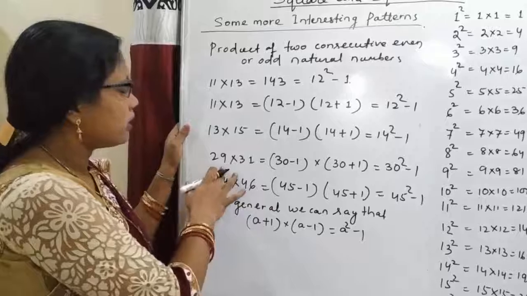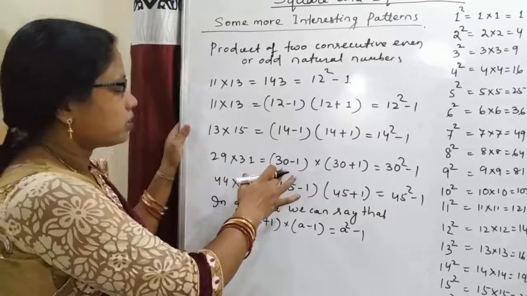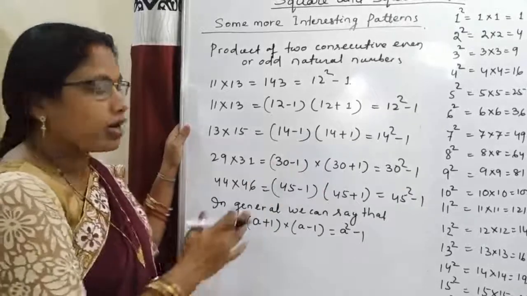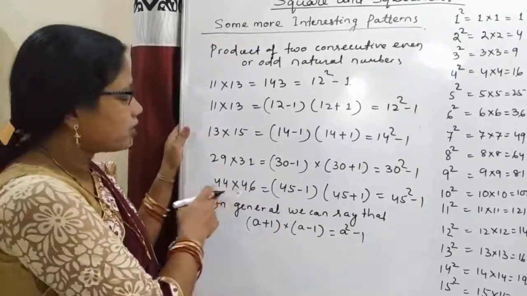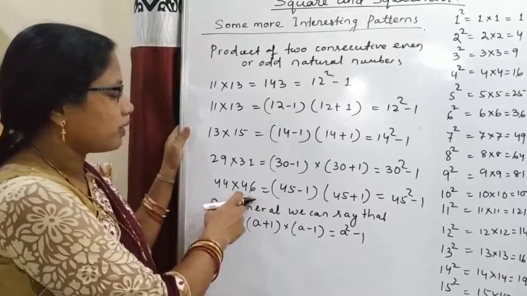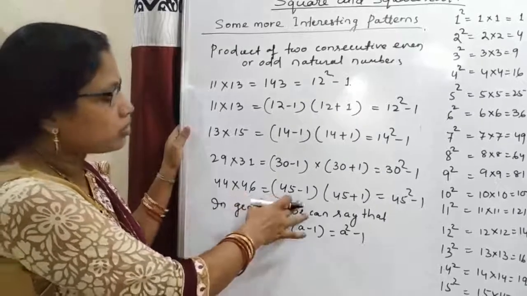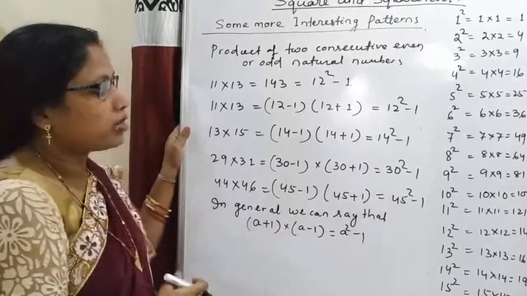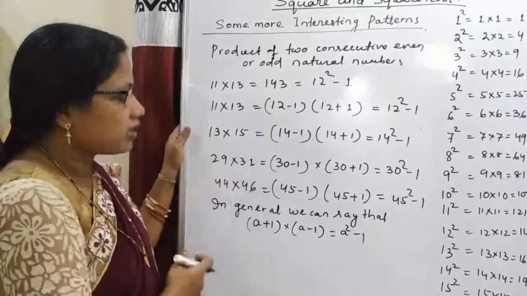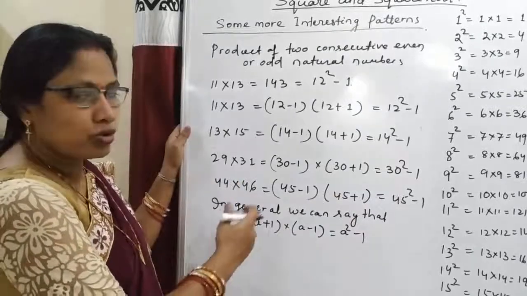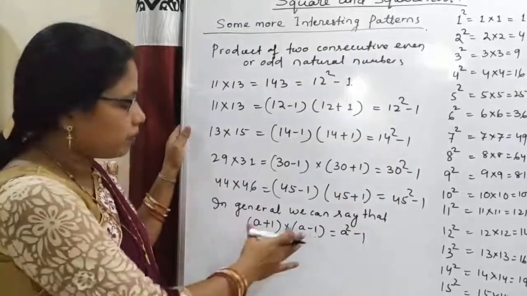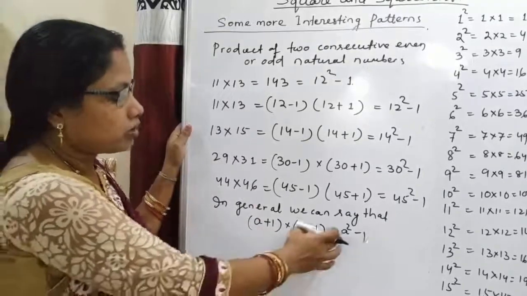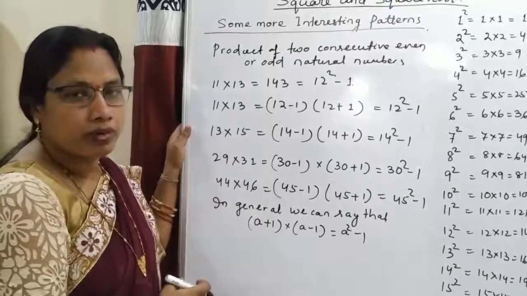So like this 29 multiplied with 31. So this is equal to 30 minus 1 multiplied with 30 plus 1. So this is equal to 30 square minus 1. So again two consecutive even numbers, 44 multiplied with 46. 45 minus 1 multiplied with 45 plus 1. So this is equal to 45 square minus 1. So in general we can say that for two consecutive odd or even numbers, their product is a plus 1 multiplied with a minus 1. So that will be a square minus 1.